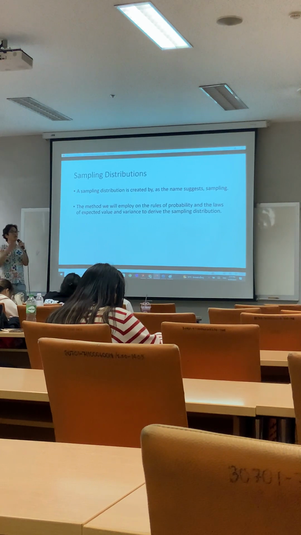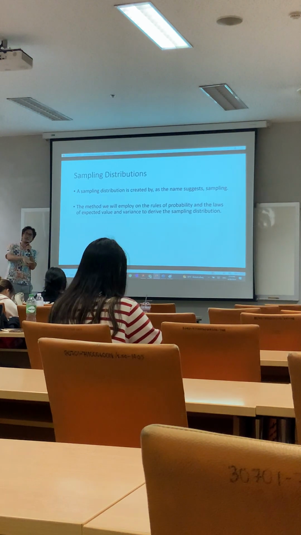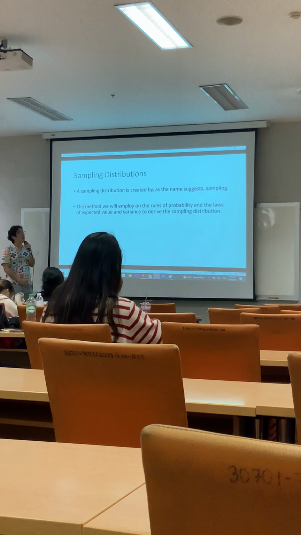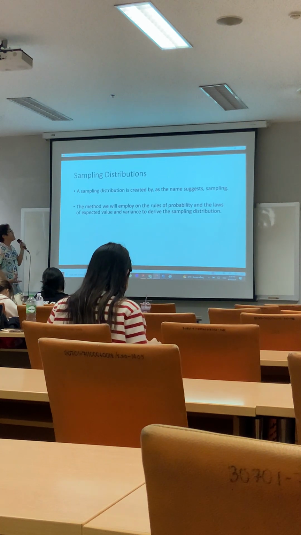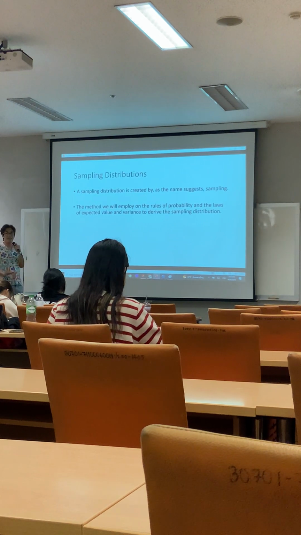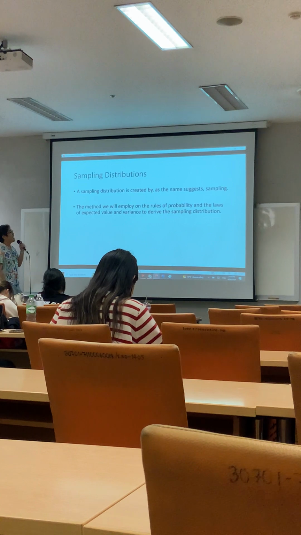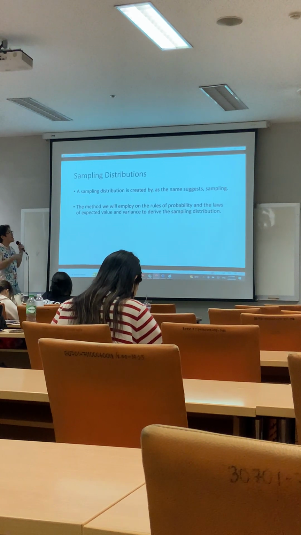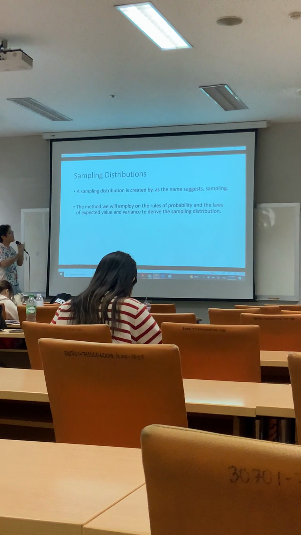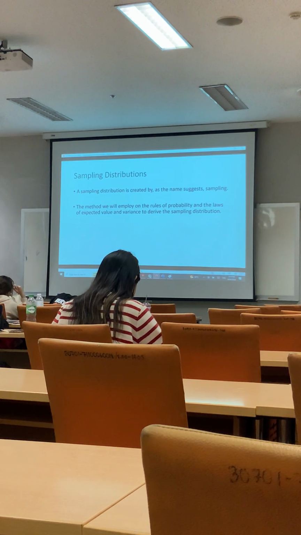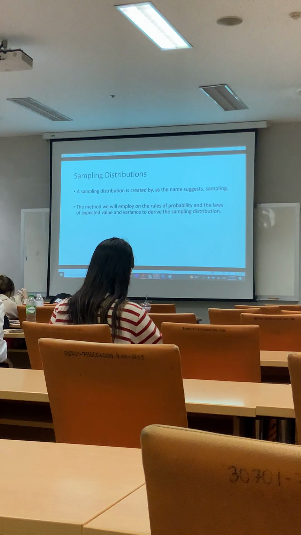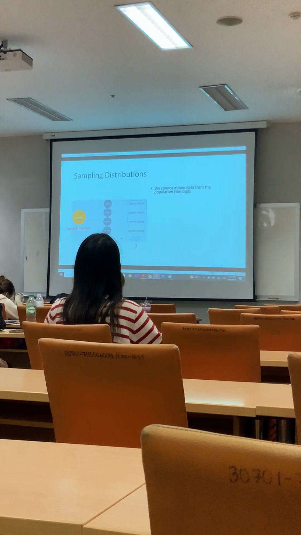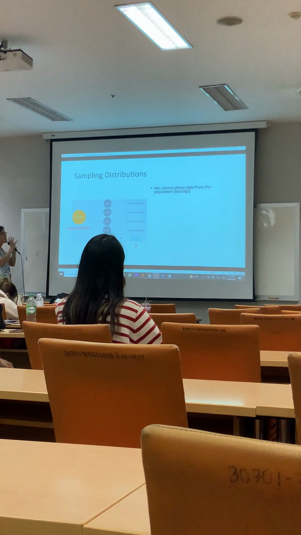So we studied discrete distribution, continuous distribution, but what is sampling distribution? A sampling distribution is created by, as the name suggests, sampling. Okay? And the method we will employ, that we're going to study, uses the rules of probability and the law of expected value. We're not going to go into the derivation of the formulas, but we're going to try to understand the concept.